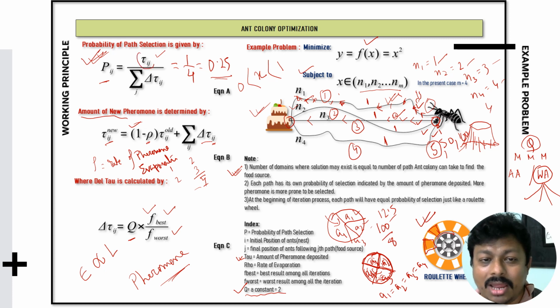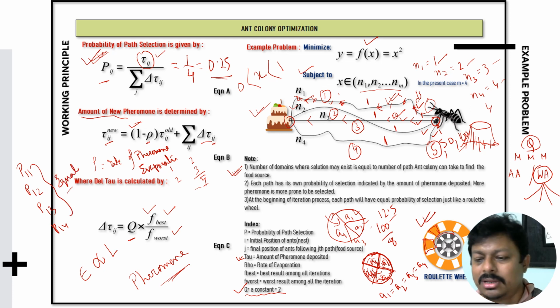1, this is the amount of pheromone in the path ij. Always remember, i indicates the location of the ant, j indicates the location of the path. Okay, so there will be this P11, P12, P13, P14, all will be equal at the first iteration, right? P11 means the probability of this path, P12 means the probability of this path, P13 means this path, P14 means this path. N1, N2, N3.